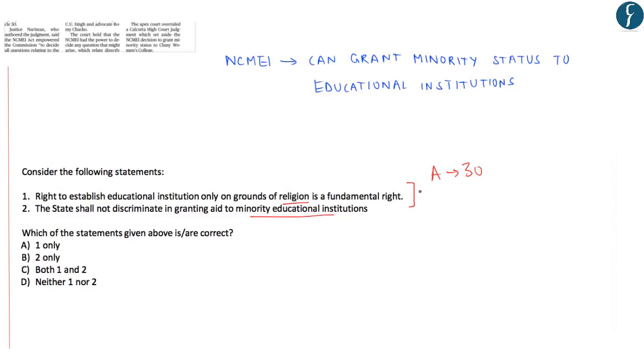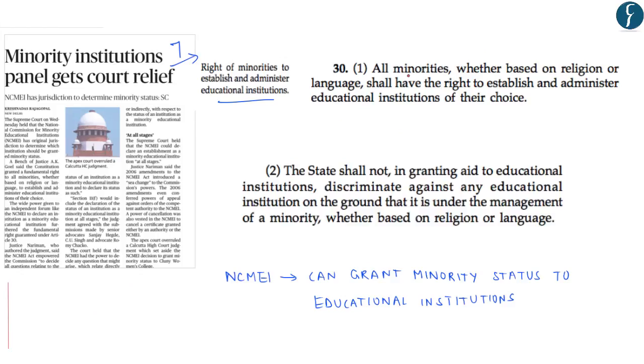Let's go back to Article 30 so as to understand what the article says. Article 30 says, all minorities, whether based on religion or language, shall have the right to establish and administer educational institutions of their choice. Here the words are religion as well as language. Article 30 clause 2 says the state shall not, in granting aid to educational institutions, discriminate against any educational institution on the ground that it is under the management of a minority, whether based on religion or language.